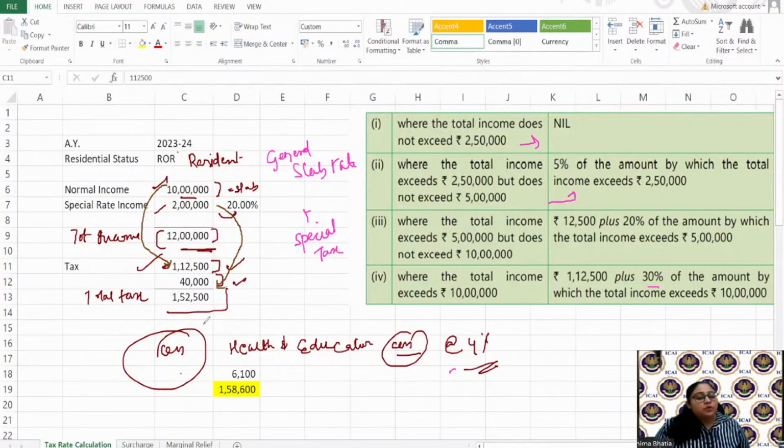Total tax would come, and on the total tax I will apply cess, which is 4% of the tax amount. 150 to 500 ka 4%. So the total tax including cess, or the tax liability including cess, would be 150 to 500 plus 6100, which is 158,600. Is that clear?